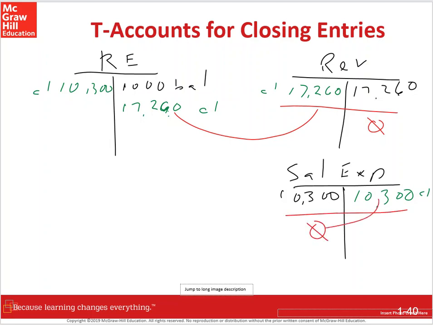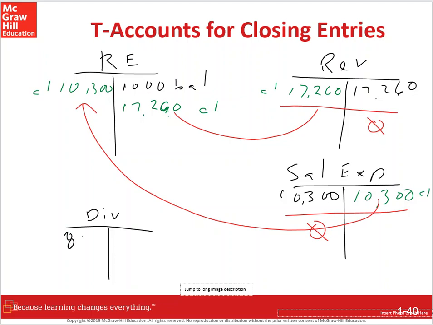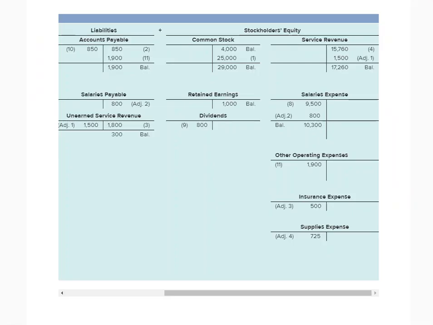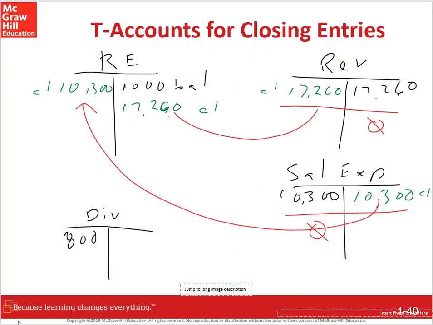And we can literally connect our dots and draw a line to where those numbers are going. We would do that for each of our expenses. We can also do dividends. Let's see, I think it was 800, right? 800 on the debit side. Yes, 800 on the debit side.